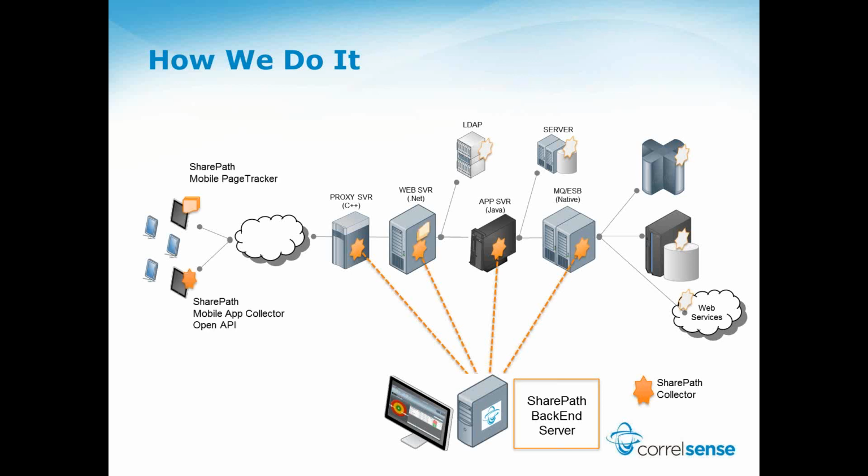And then for the mobile applications, we have a couple of approaches. Whether it's a mobile website or a mobile web application, we have something called the mobile page tracker. And if it's a mobile app for Android or iPhone or Windows Mobile, we have a mobile app collector open API that allows you to use our API to feed mobile performance data back to the rest of the SharePath system, which then stitches a complete transaction together, starting at the mobile device, going through all the tiers in the data center to the back end and back out. So it's a very elegant and easy to install solution, and is working quite well for a number of our customers.